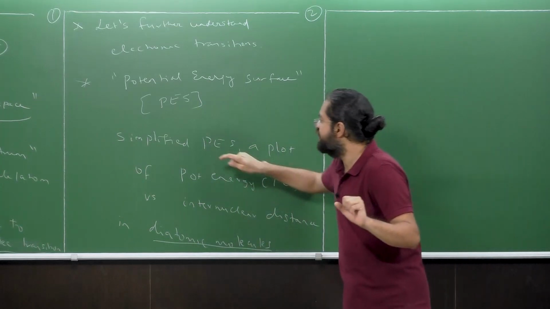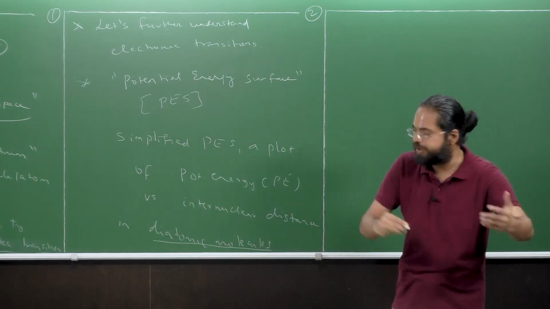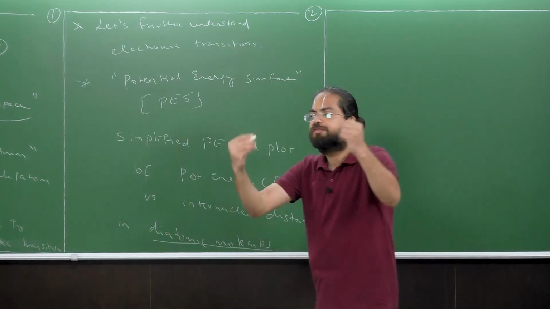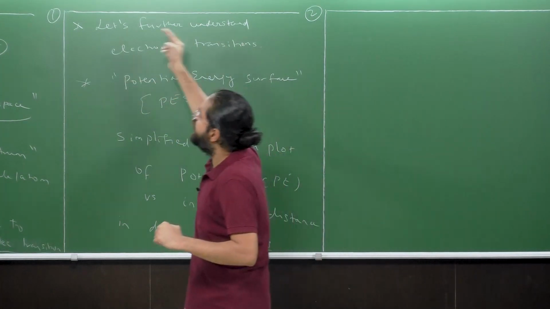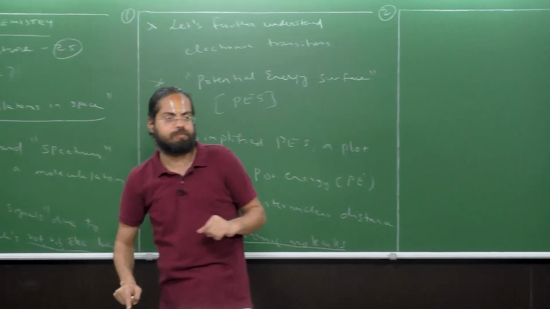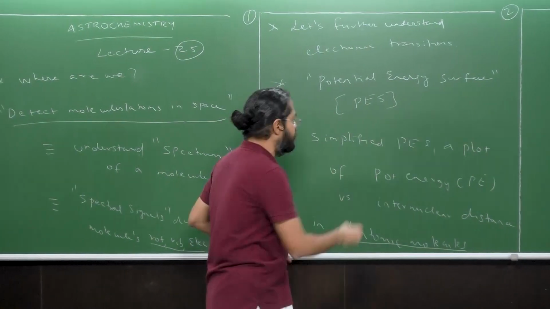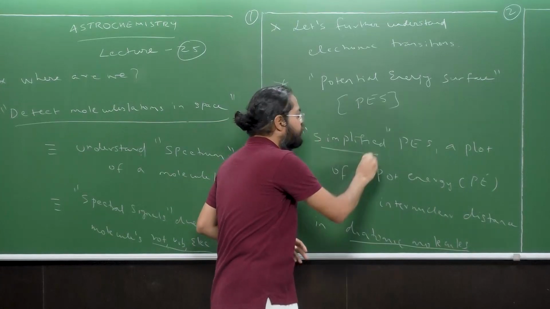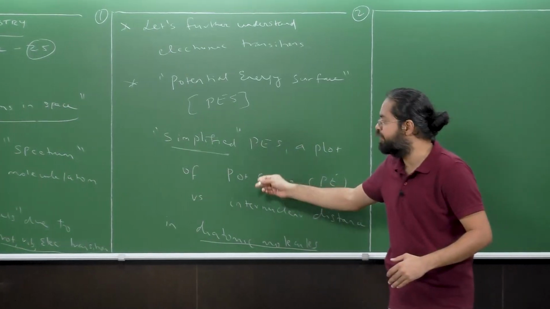And this is a simplified version of a potential energy surface. Even with this simplified version, we can get so much information about electronic transitions, which in turn is going to help us ultimately detect molecules or atoms in space. So don't worry about the fact that we are only starting with a simplified version. For our purpose, the simplified version more than suffices.